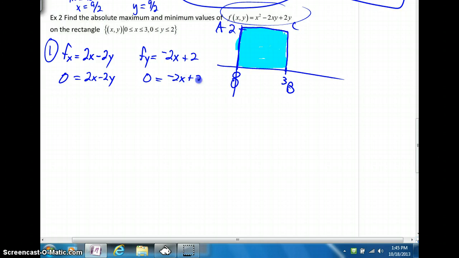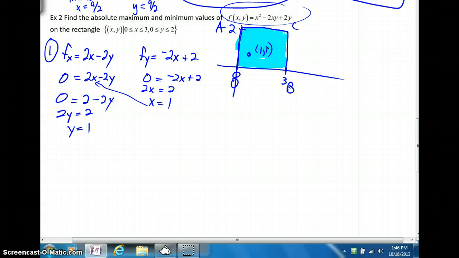But happily, as we look at the f sub y, I think you can quickly see that x would have to equal 1. And if x was equal to 1, I could substitute that in here and say 0 would equal 2 times 1, which is 2, minus 2y. We'll add a 2y to the other side. Y itself would equal 1. So I have this ordered pair of 1, 1 on the interior.